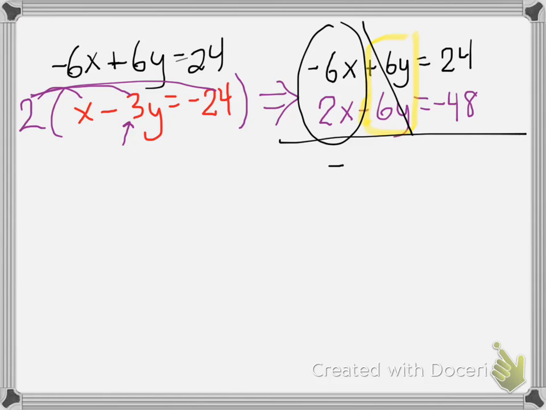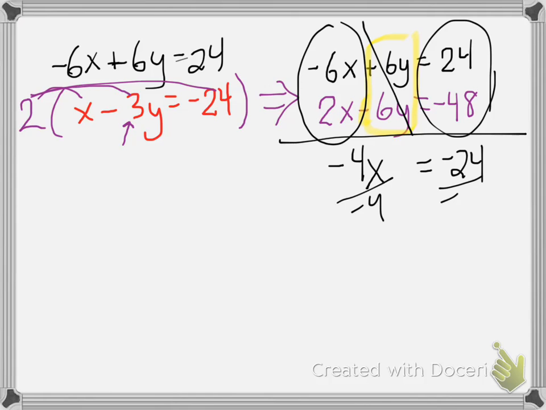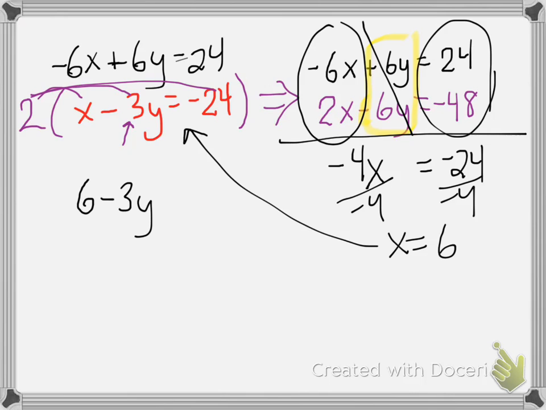I'm going to simplify that to negative 4x. And then 24 take away 48. I'm going to simplify that to a negative 24. I'm going to divide by negative 4, and I'm going to get x equals 6. And then I need the y, so I got to plug back in. I'm lazy. I'm going to plug back into the red one because it looks like it's going to be less work. So 6 minus 3y equals negative 24. Take away 6.